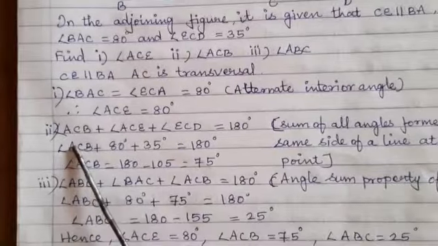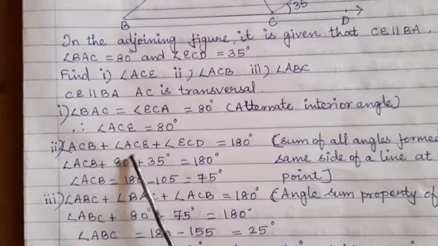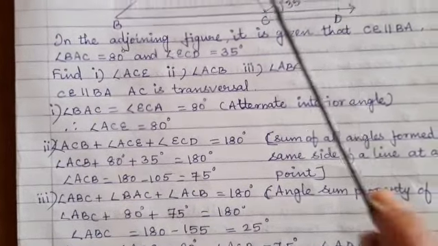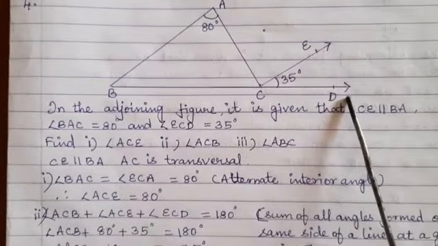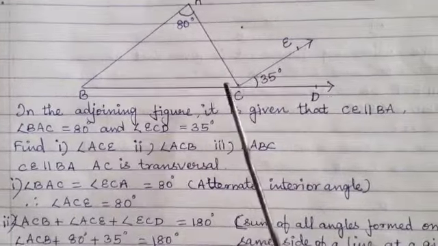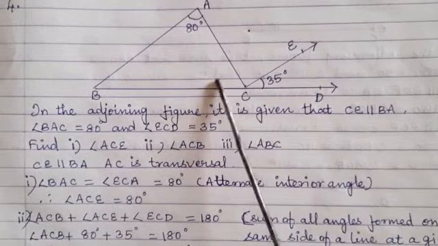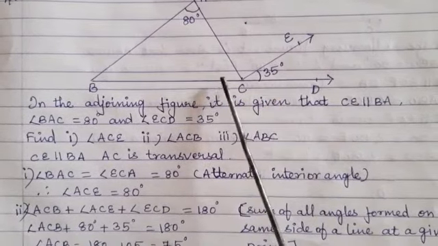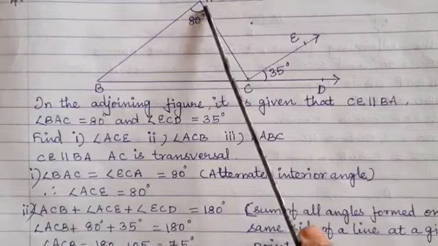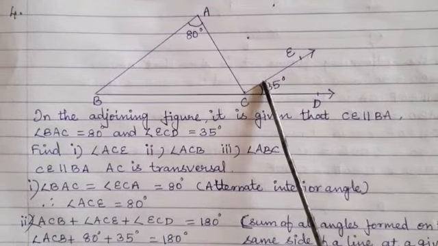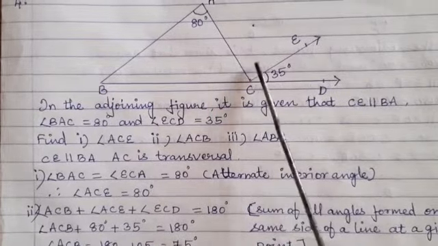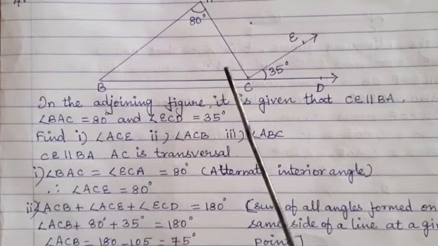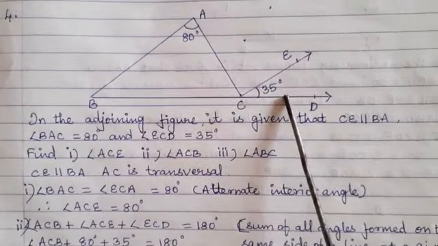See here, angle ACB plus angle ACE plus angle ECD equal to 180 degree. Here angle C is divided into 3 parts, I told. So this one is angle ACB, this other one is angle ACE, and ECD is this. This angle is divided into 3 parts. This is one theorem you have studied in the previous chapter.